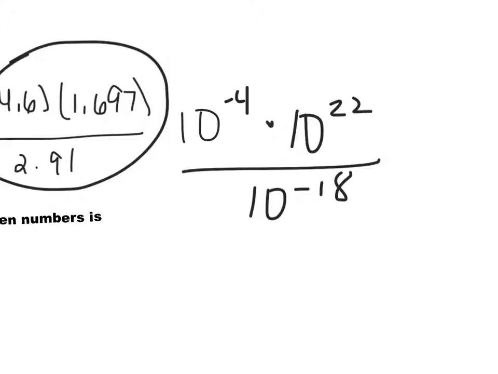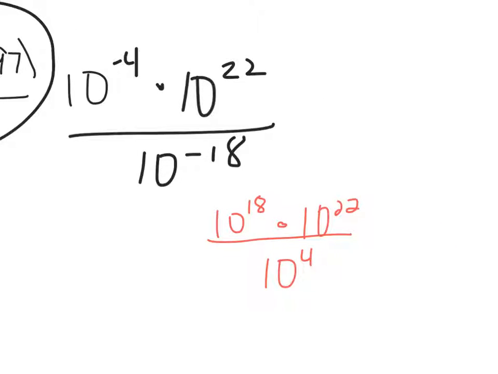What would I do first? What do I not like? What do I see that I don't like? Negatives. So how can I rewrite this where all of my exponents are positive? How would you guys rewrite it? Tell me, what's in the numerator? What's in the denominator? 10 to the 18th is in the numerator. What else is in the numerator? 10 to the 22nd. And what's in the denominator? 10 to the 4th. Do you guys see how Nadia just did that? Why did the negative 4 go to the denominator and the negative 18 went to the numerator? Because they're negative, you want to switch their places.